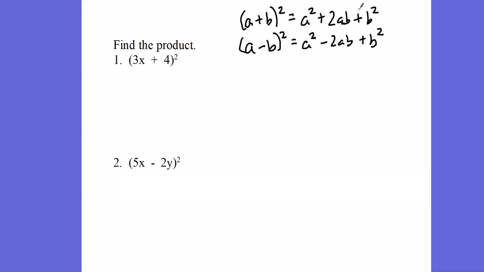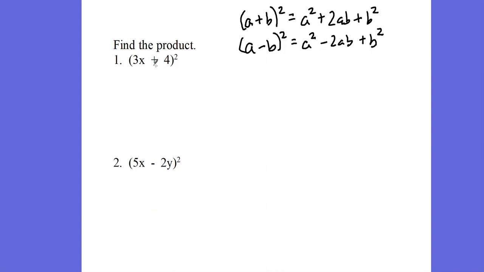So we just learned the square of a binomial pattern, and we learned that the quantity of a plus b squared is equal to a squared plus 2ab plus b squared, and the quantity of a minus b squared is a squared minus 2ab plus b squared. And in this video, we are just going to do some example problems and practice using this idea. All right, so utilizing this formula.